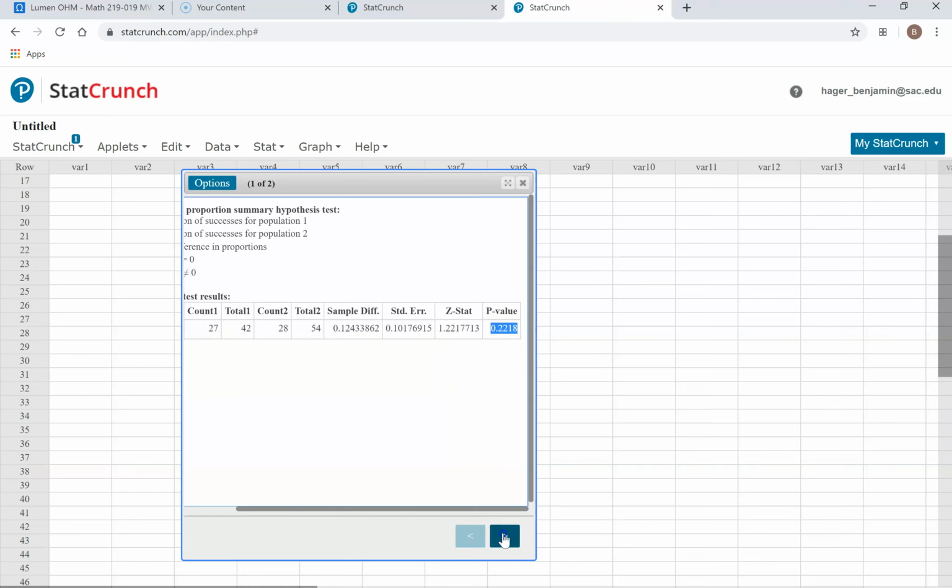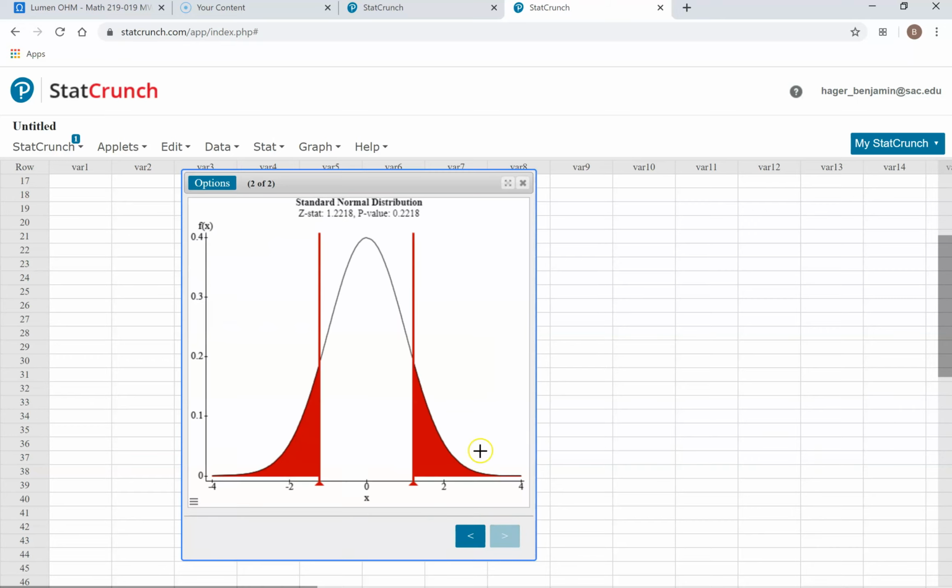And that is the combined area left and right of, again, here's negative 1.22, and we wanted the area left. Here's positive 1.22, and we wanted the area right, because it's a two-tailed test. That combined area is our p-value, and it is 0.2218. If you were to look these up on the t-table, you'd get about 11% for each of these tails.